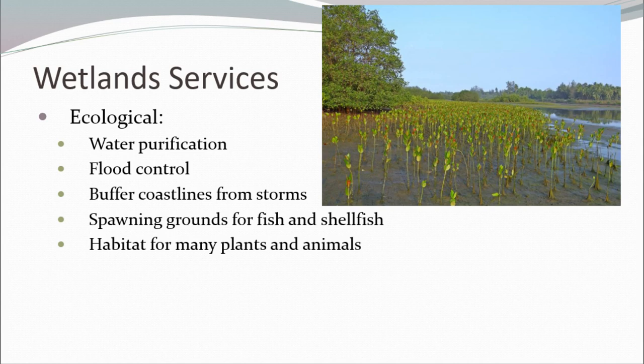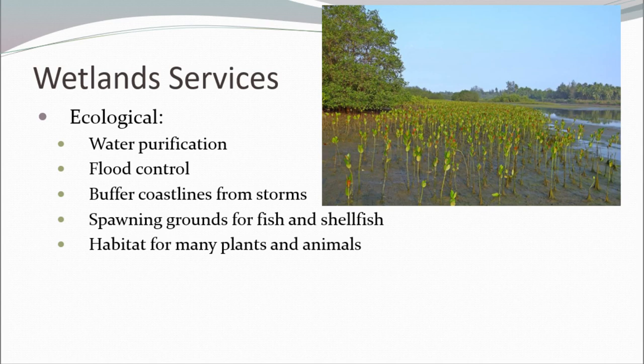Also, it's a spawning ground. Wetlands, estuaries in particular, are a little like aquatic nurseries. So lots and lots of species either spawn and live in the wetland, or they come back to mate and then raise young in the wetlands.